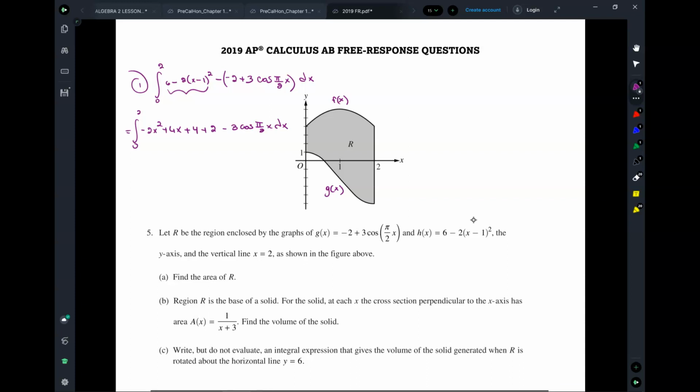Okay, so let's integrate. This is going to be negative 2x cubed over 3 plus 4x squared over 2 plus, okay, do you see how this is 4 plus 2, which is just 6, so I could just do 6x minus 3. Okay, the derivative of cosine is negative sine, so it's plus 3 sine pi over 2x times a pi over 2 here. And it goes from 0 to 2. Okay?